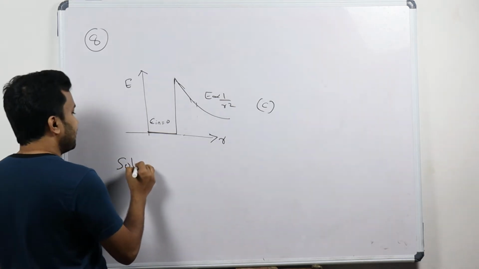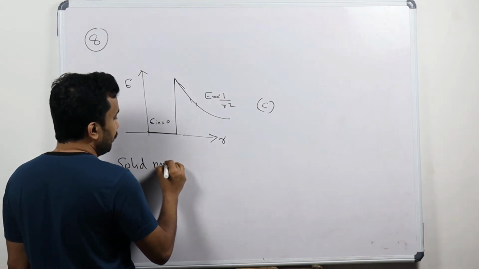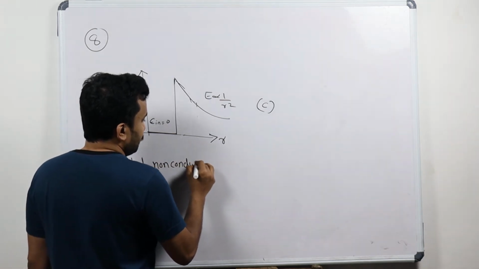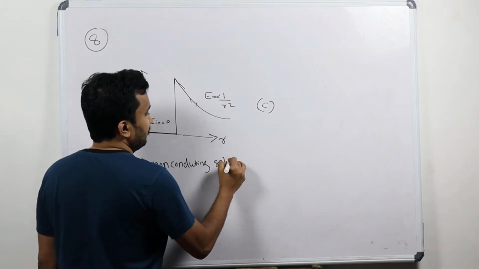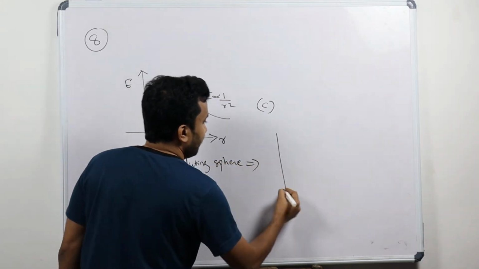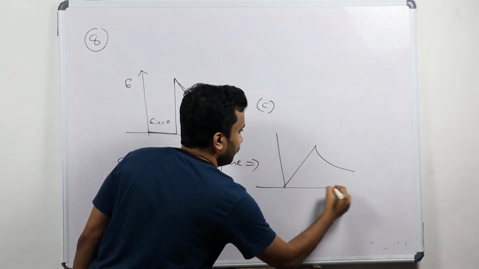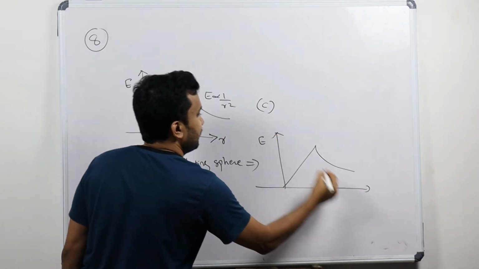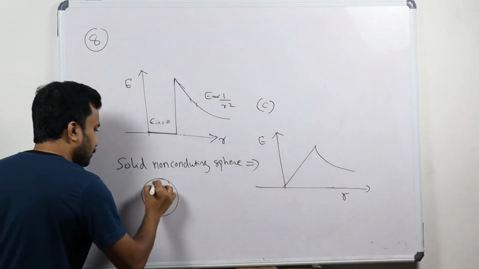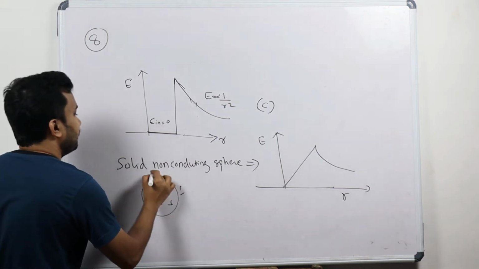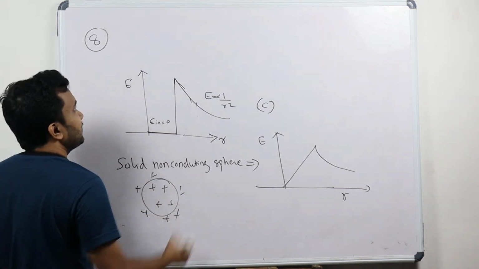If the same question is asking electric field intensity for a solid non-conducting sphere, what will happen? Solid non-conducting sphere means your graph will look like this one, E with respect to R. Solid non-conducting sphere means charges are present everywhere. Last class I told, right?